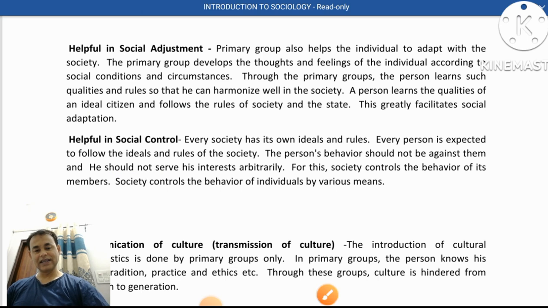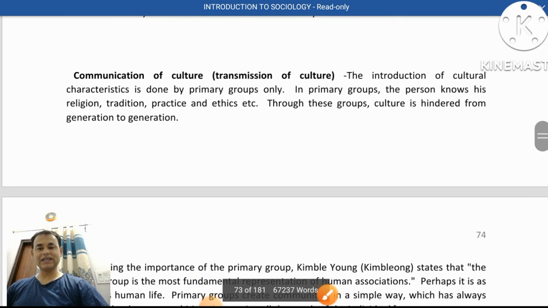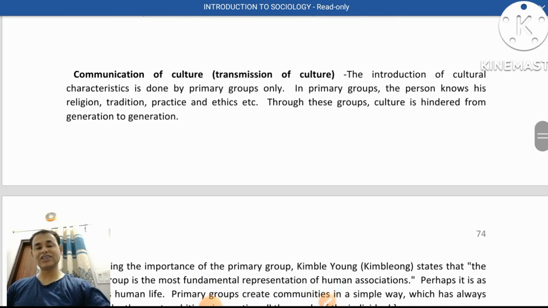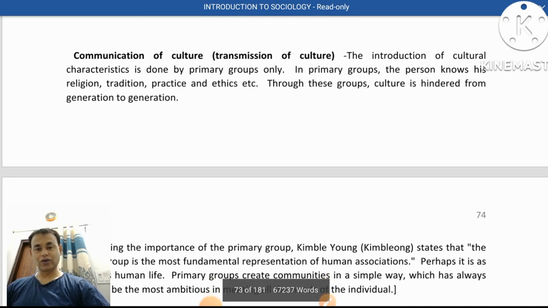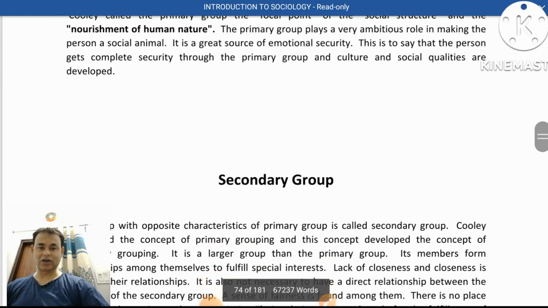These are the importance of communication of culture, transmission of culture. The introduction of cultural characteristics is done by the primary group. Only in the primary group does a person know his religion, tradition, practice, etc. So it is transmission of culture also.